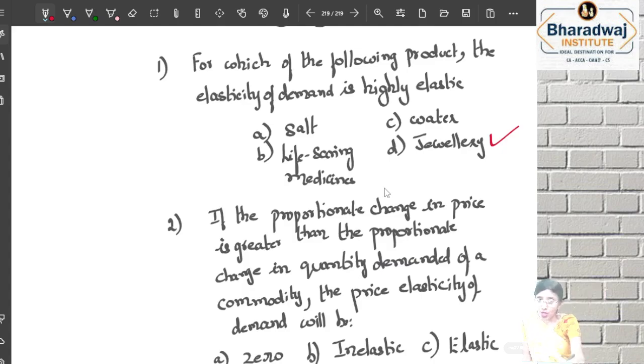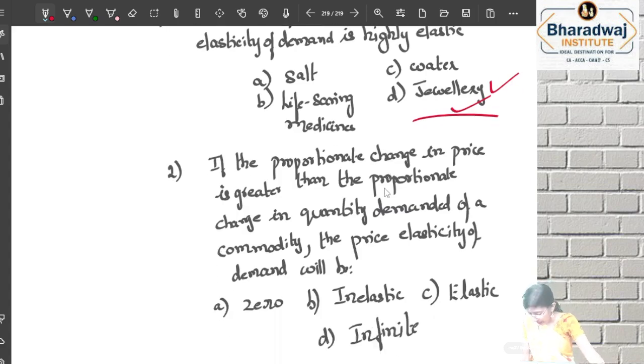So in case of salt, it cannot because it comes under essentials. Life-saving medicines, no. Water, no. Only for jewelry, if the price is high, I won't buy. Where will the demand respond? Only for this. Okay, understand the meaning. Okay. Second one. What is the answer? First one perfectly done. Correct.